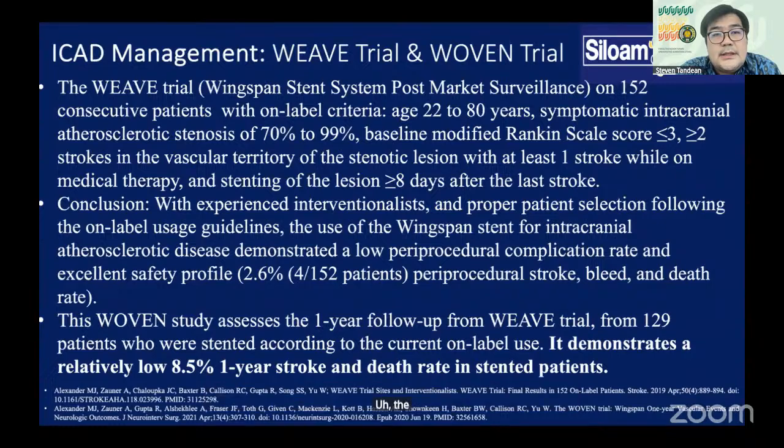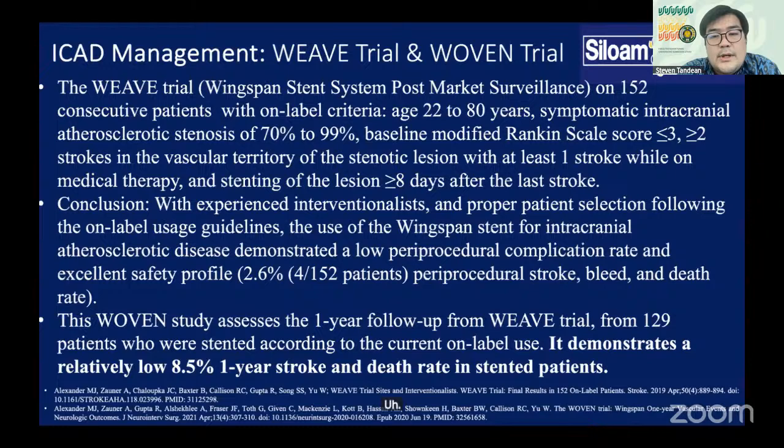The latest trials for PTAS are the WEAVE trial and the WOVEN trial. The WEAVE trial was the Wingspan stent system post-market surveillance. This trial also stopped early, but not because of a bad result; it was surprising because the result was good. The conclusion is that with experienced interventionalists and proper patient selection, the Wingspan can be used and demonstrates a low periprocedural complication rate and an excellent safety profile, 2.6% for periprocedural stroke, bleed and death rate. And then they continued the study.